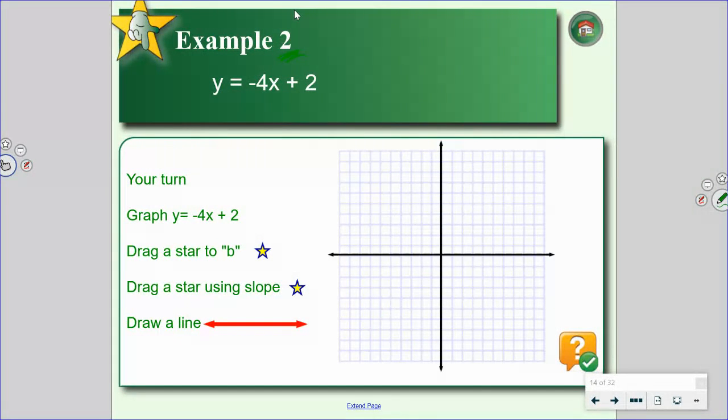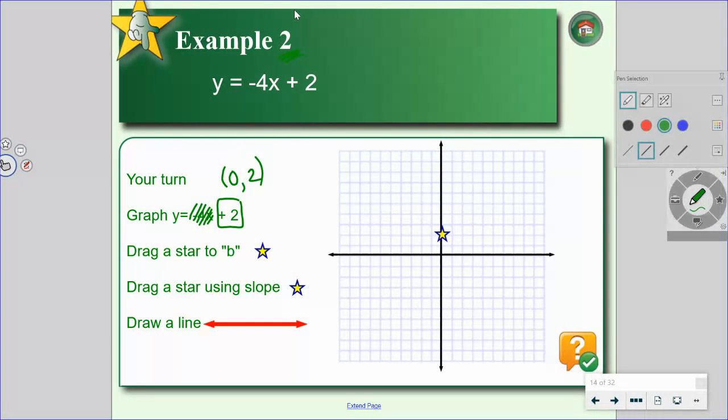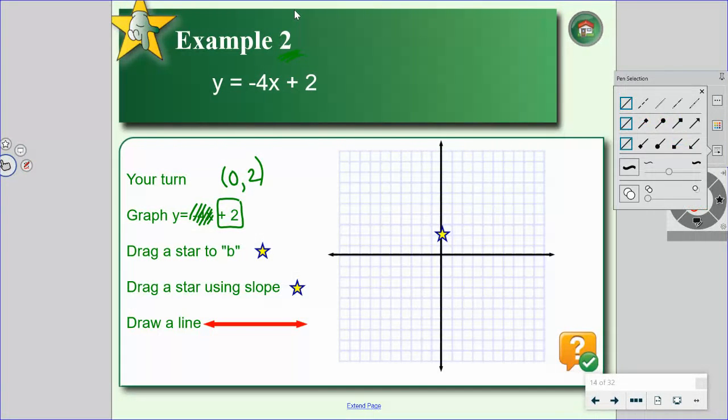y is equal to -4x plus 2. Let's start off with that y-intercept. If x is 0, anything times 0 is 0, then y must be 2. So we draw a y-intercept right at the point (0, 2). I might stop using these stars because they're kind of driving me nuts, to be honest. So let's go ahead with something a little thicker than that.